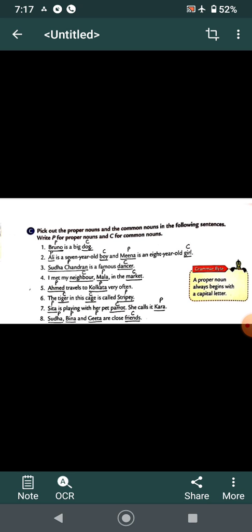The tiger in this cage is called Strippy. Tiger, common noun. Cage, common noun. Strippy is your proper noun. Sita is playing with her pet parrot. She calls it Kara. Sita, proper noun. Parrot, common noun. And Kara, proper noun again. Sudha, Bina, Geeta are close friends. Sudha, proper noun. Bina, proper noun. Geeta, proper noun. And friends, common noun. See children, here also it is written in the box: a proper noun always begins with a capital letter.